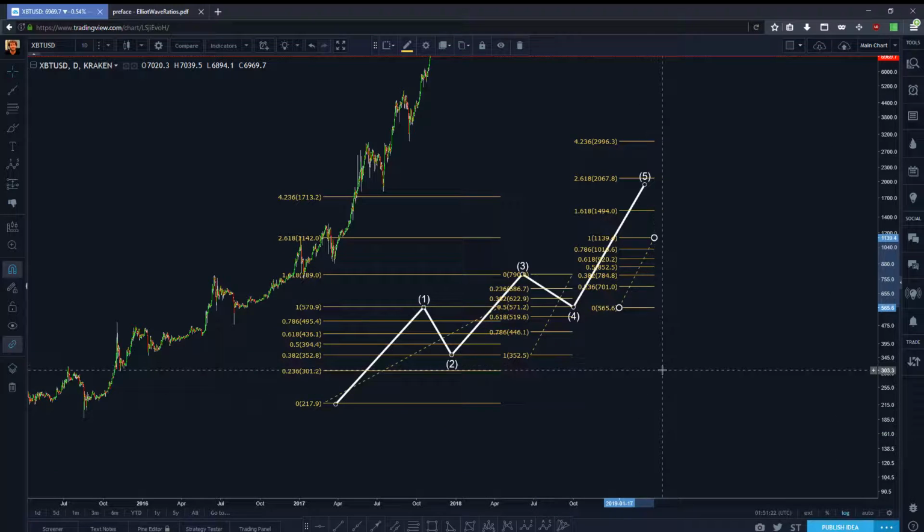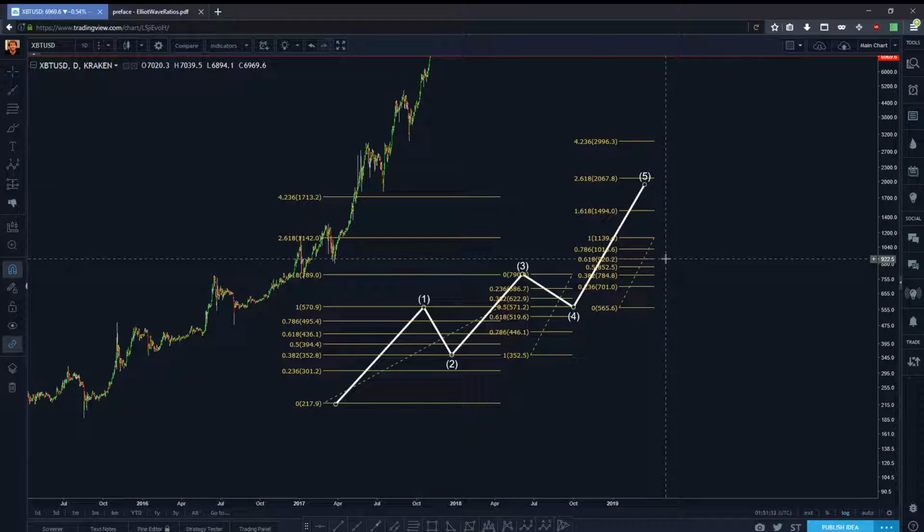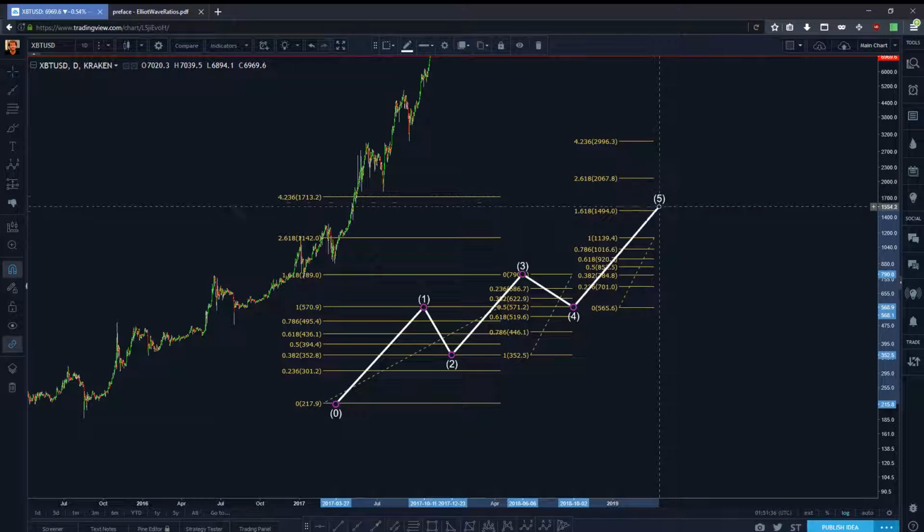Let's go back to log here. Okay, so hopefully that made sense, but so what we're looking at is a 0.62 target here, a 1 target, or a 1.62 target.